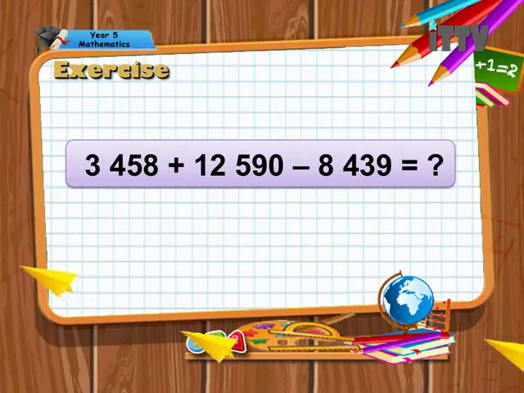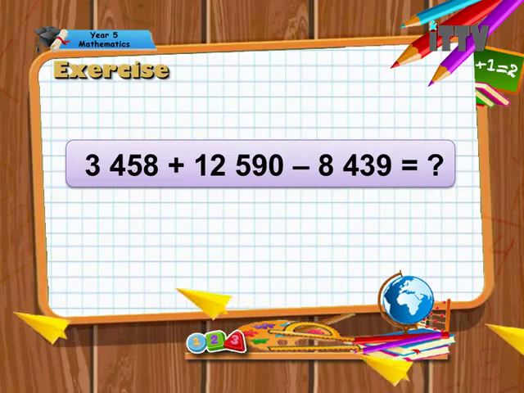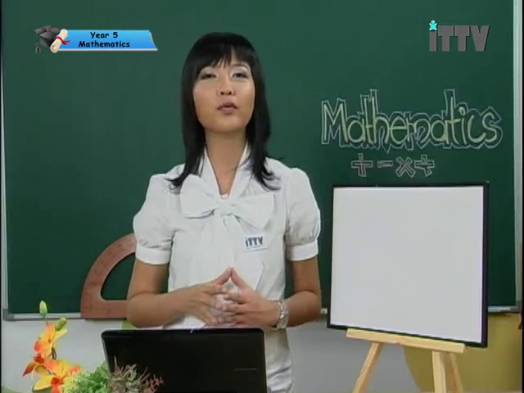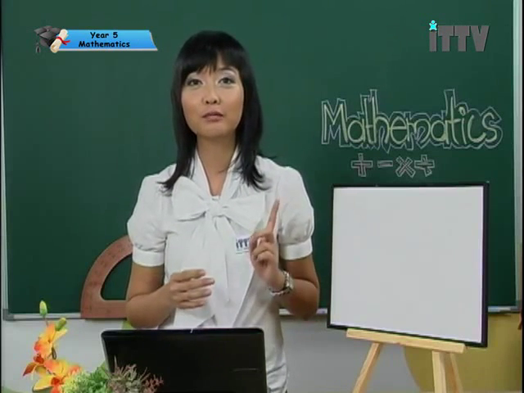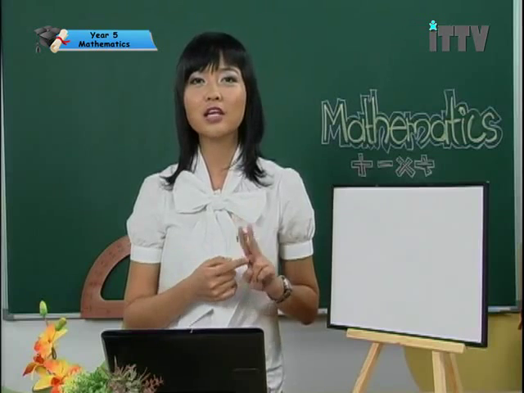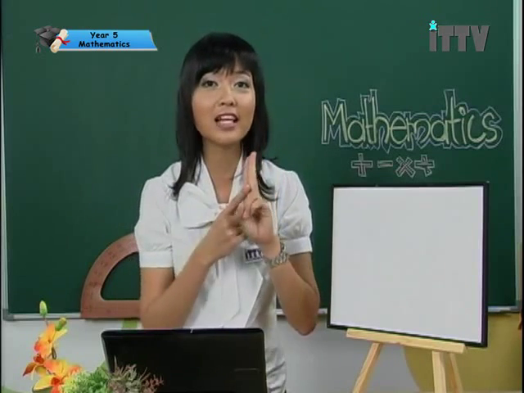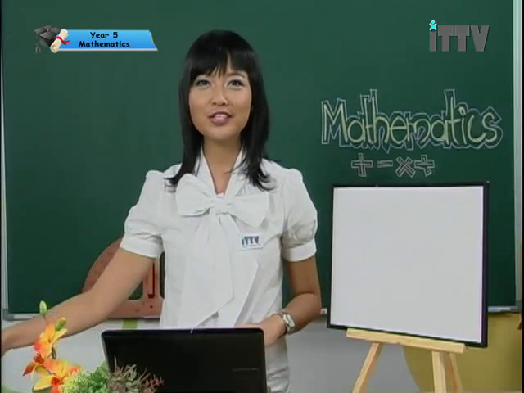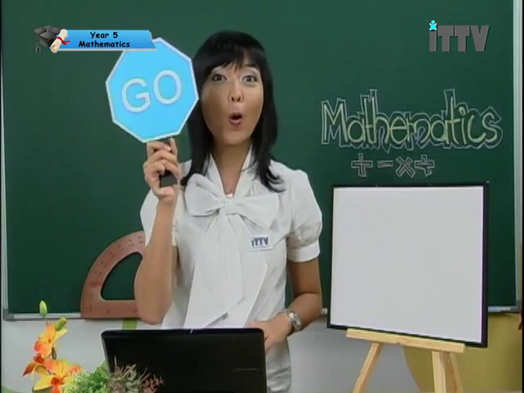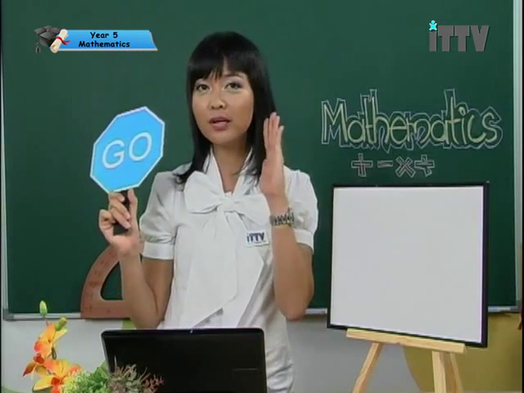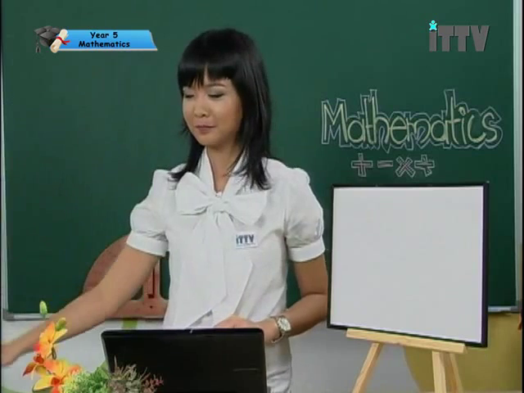3,458 plus 12,590 minus 8,439. Okay, boys and girls, do you realize what operations do we use here? Plus and minus. So when you see plus and minus, they're related, right? So what do? Go! Now we can solve it from left to right.